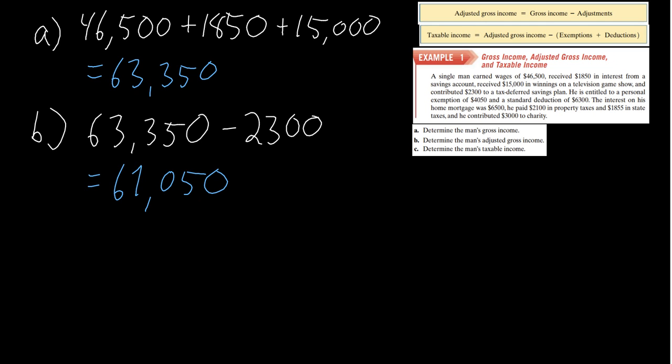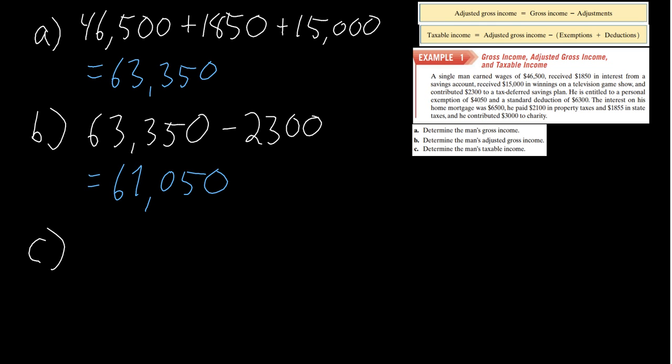So we are entitled to a personal exemption of 40. Where is it at? There it is. He is entitled, rather, to a personal exemption of 4,050 and a standard deduction of 6,300. Now, the way this works is we could go one of two ways here.